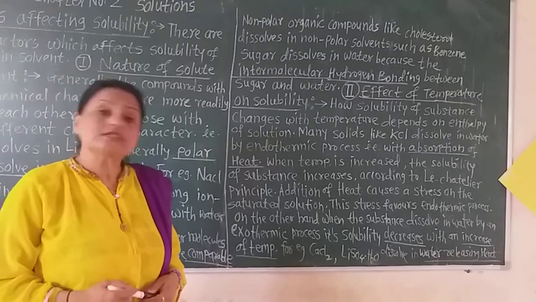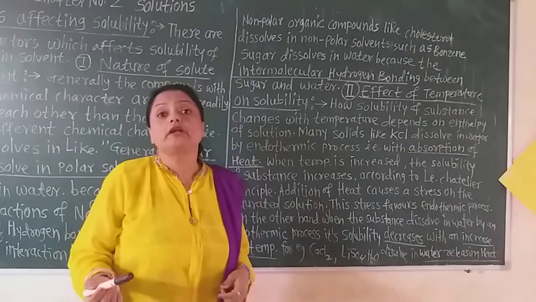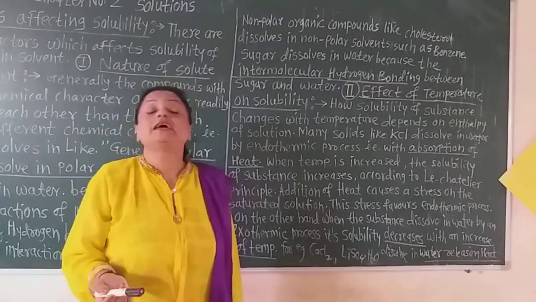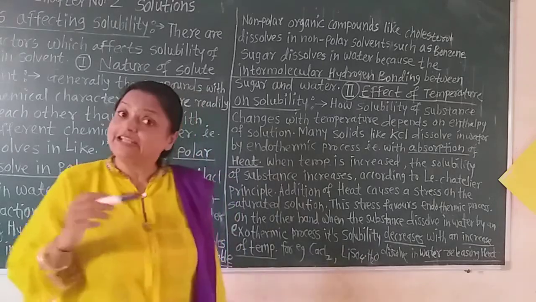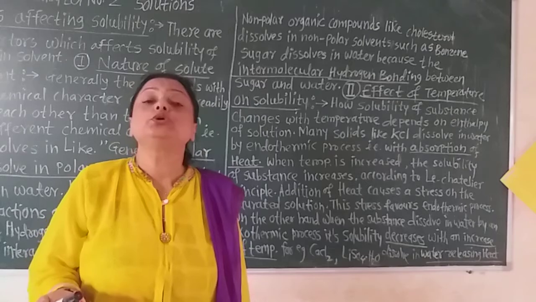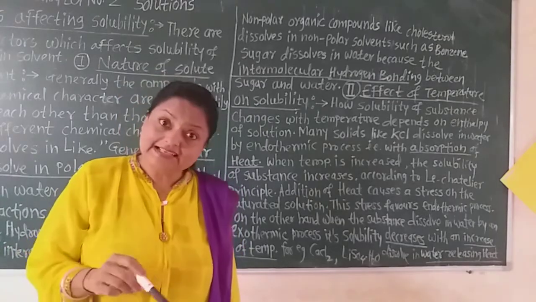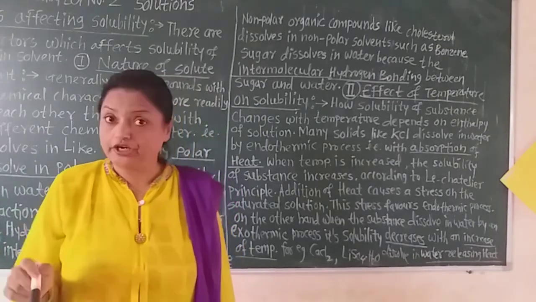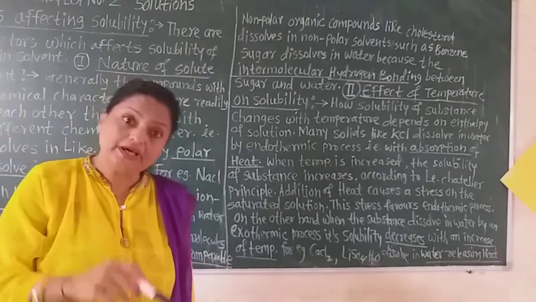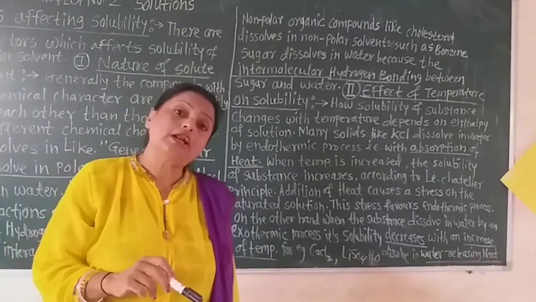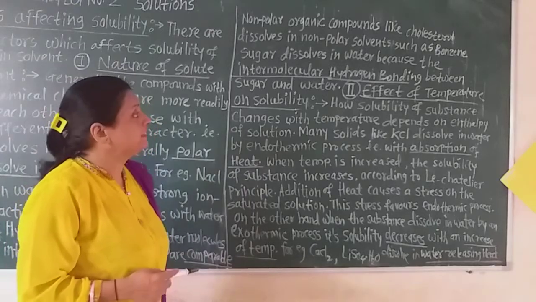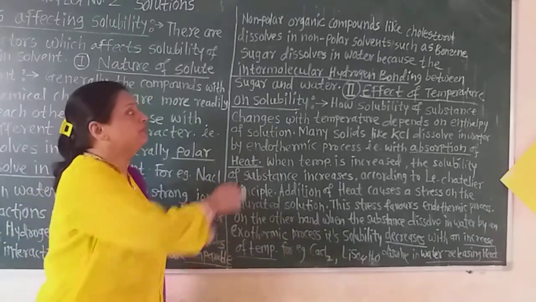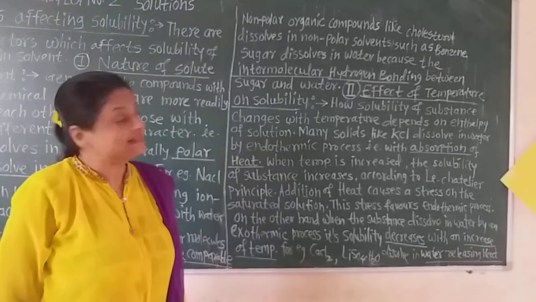Why? Because sugar is non-polar, water is polar, still sugar dissolves in water, and this is only due to hydrogen bonding. Ethanol also dissolves in water, and the reason is the hydrogen bonding present in sugar and water and in ethanol and water. Therefore, sugar dissolves in water because of the intermolecular hydrogen bonding between sugar and water molecules.